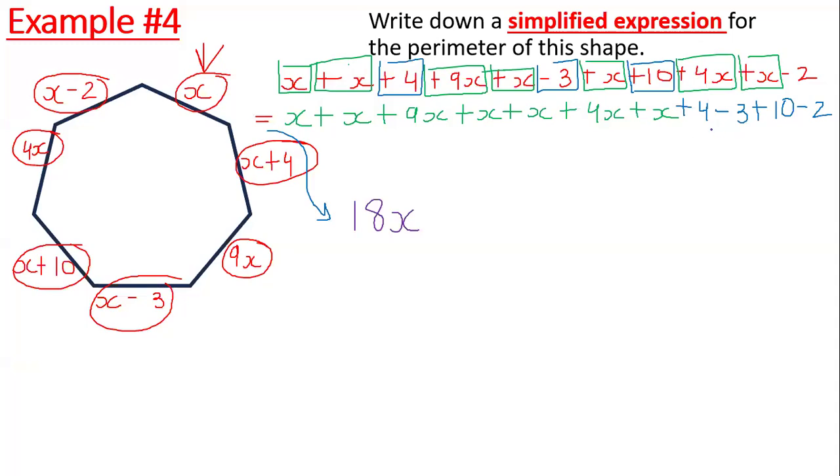4 minus 3 is 1. And 10 minus 2 is 8. And 8 plus 1 is 9. So it's going to be 9. So 18x plus 9. That's your answer.